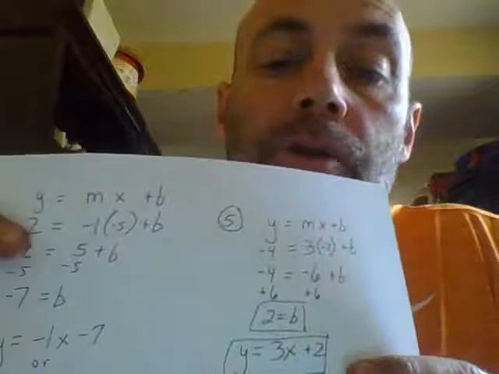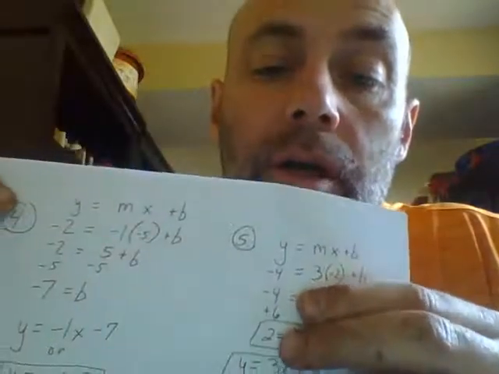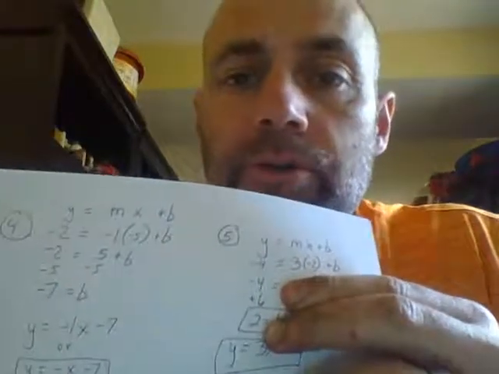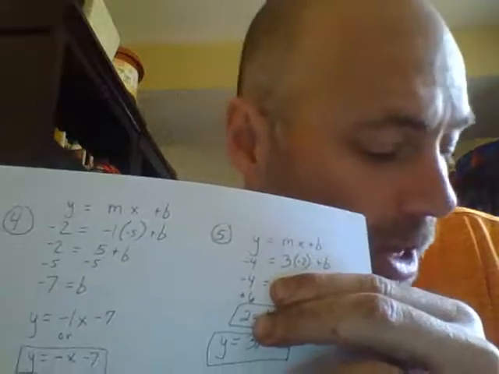Last one I'm going to show you today is the 5th one. You have the slope of 3. And you have, here's right here. Sorry, my hand's a little dirty. I was doing some gardening this morning.